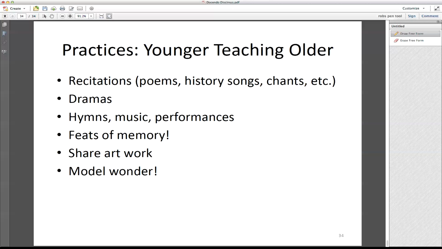Their own history songs, their chants, their jingles, their poems, etc. Their own little dramas, the hymns that they've learned, performing music for the older kids, and older kids can do the same. Singing songs they've prepared both instrumentally and chorally, their own feats of memory, sharing their artwork and discussing it with the older students, what they were thinking, what it meant, what they were seeking to represent, and then just modeling their own open-eyed wonder at the world, which comes built into younger children, is very instructive to the older kids.